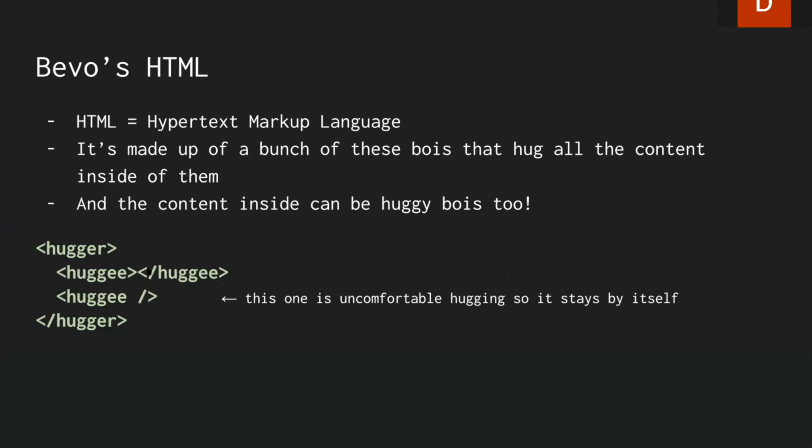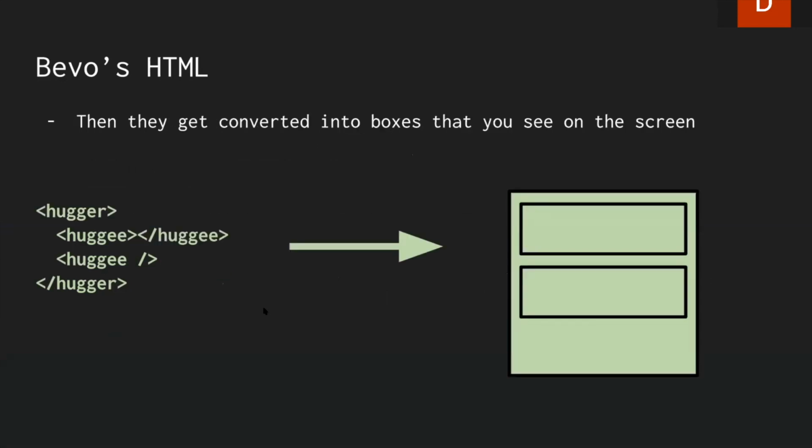So you can put them inside of each other. We can have ones that don't like hugging things, so they close themselves. And those get converted into the boxes that you see on the screen eventually. So if you see a website, you have one big hugger for everything, and then inside more boxes, those are more HTML tags.